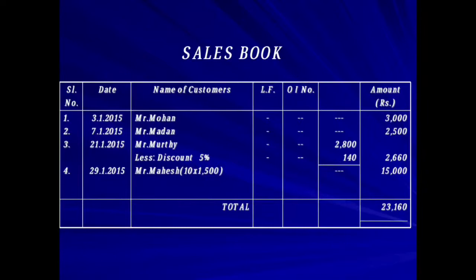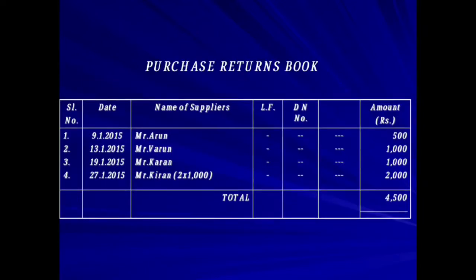Okay, then sales book, how much we get the total, 3,000 plus 2,500 plus 2,660 plus 15,000. So total you will get it is 23,160 rupees. Okay, so this will be directly transferred to sales account, means we will consider it as a sales account balance here. Okay, then next we have purchase return book.